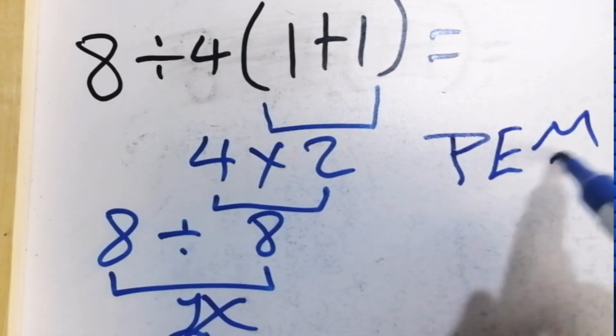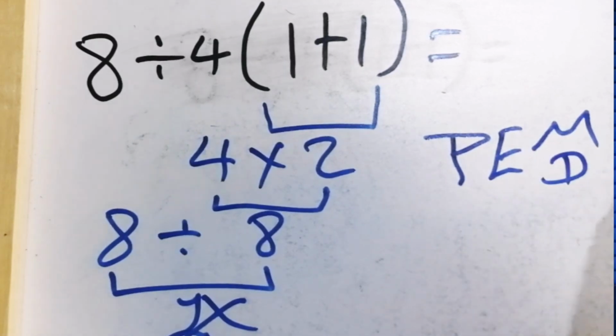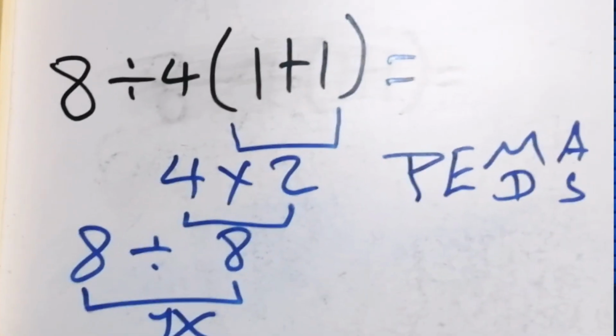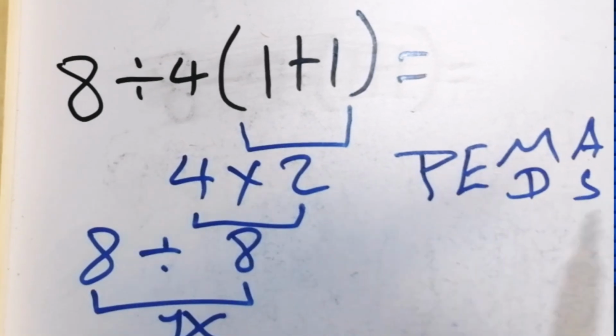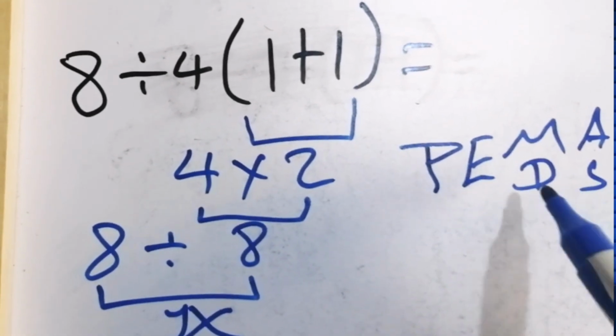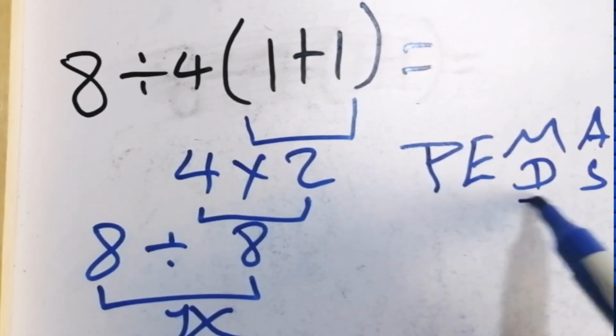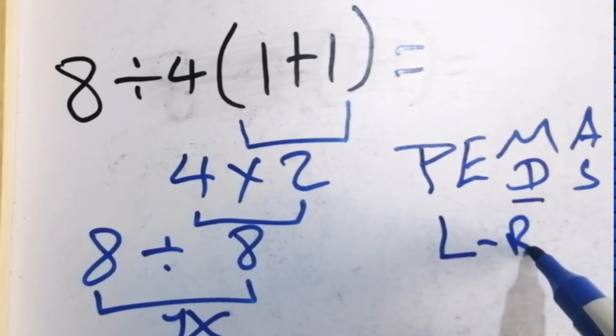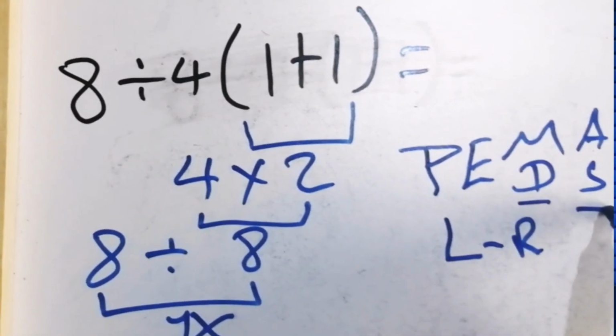and multiplication and division, and finally addition and subtraction. Remember that multiplication and division have equal priority from left to right. The same applies to addition and subtraction.